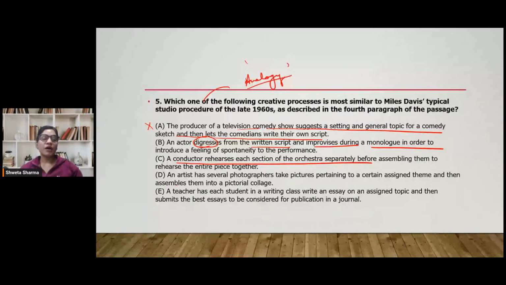Artist has several photographers take pictures pertaining to a certain assigned theme and then assemble them into a pictorial collage. This can be considered. Teacher has each student in a writing class write an essay on an assigned topic and then submits the best essays to be considered for publication in a journal. We can't consider this. So the answer is D for this question.